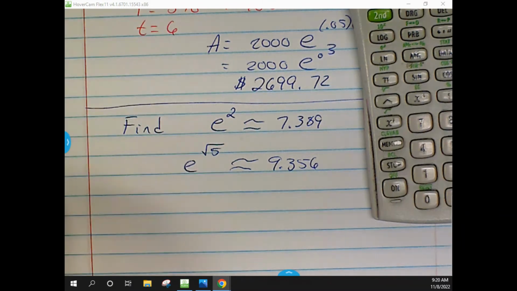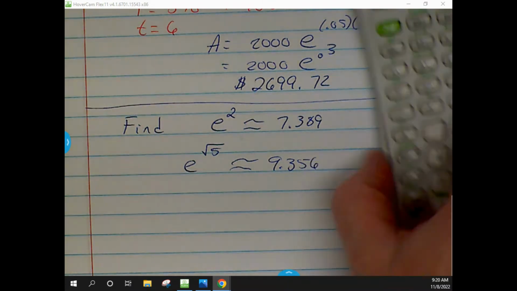So everybody good with your E button on your calculator? I think so. Okay. So are we done? All right.